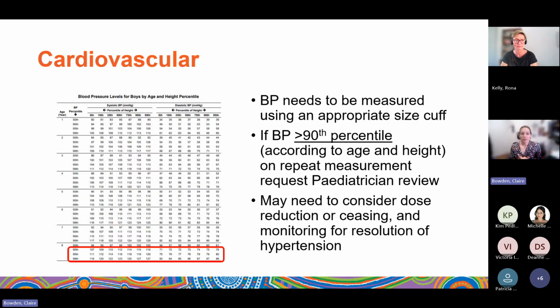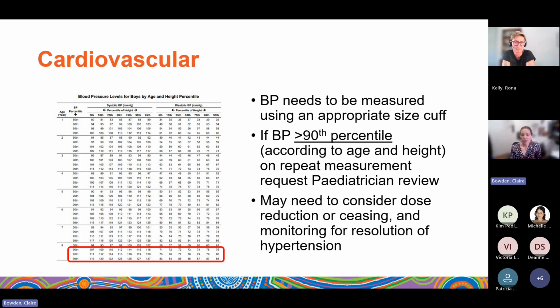Moving on to cardiovascular side effects. Hypertension is not common, but is a known side effect of stimulant medication. So it's important to monitor the blood pressure with an appropriate sized cuff. Child Development Service quotes sort of a 90th centile, although there's a little bit of difference in guidelines. The AADPA guidelines might say 95th centile, and that's according to age and height. There are growth parameter charts that are freely available. It would have to be not a one-off measurement but a repeat measurement, and then requesting paediatrician review as a result of that.